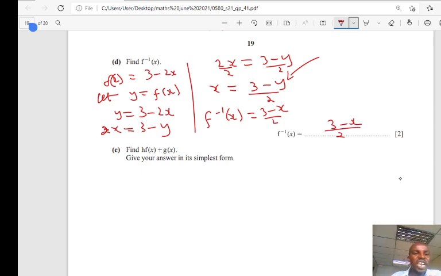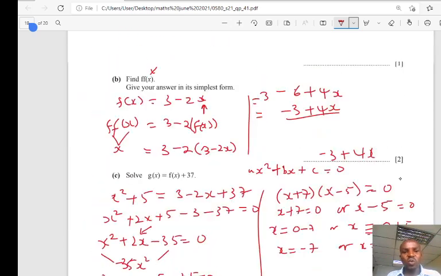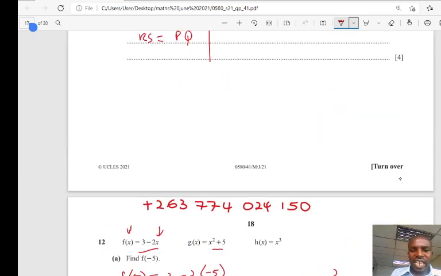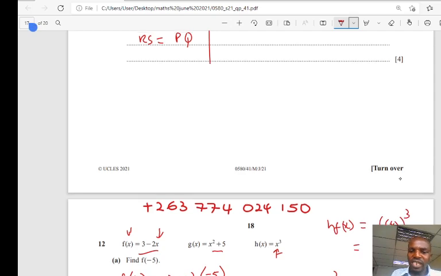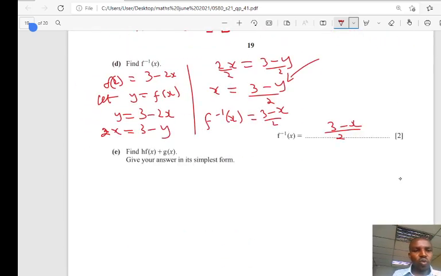Next, find h f of x plus g of x. First, to find h f of x, you take h, then where there is x in h, you put f of x. What was our h here? Our h is x cubed. So you put f of x, and it will be f of x cubed, which means (3 minus 2x) cubed. That's h f of x.